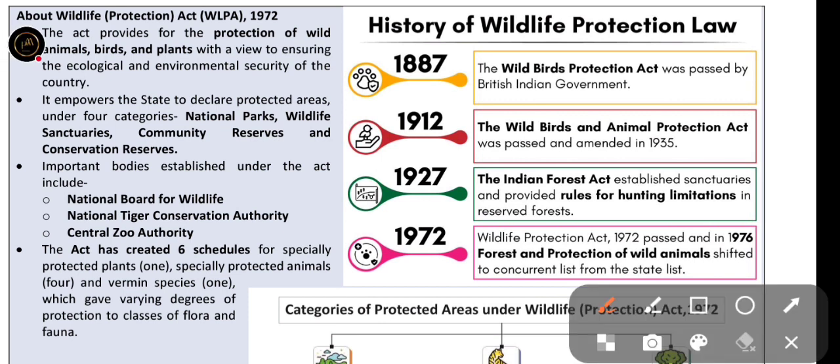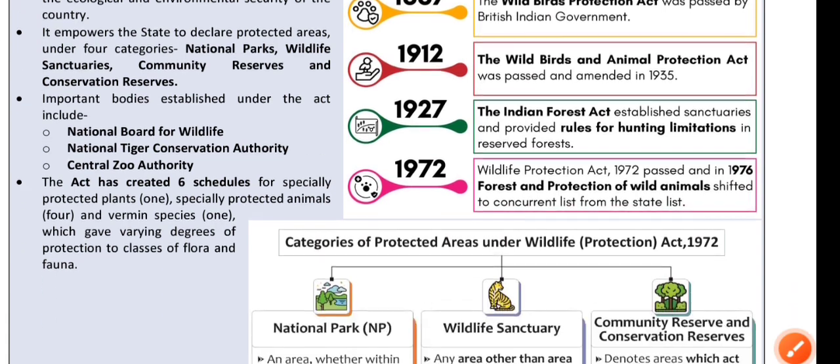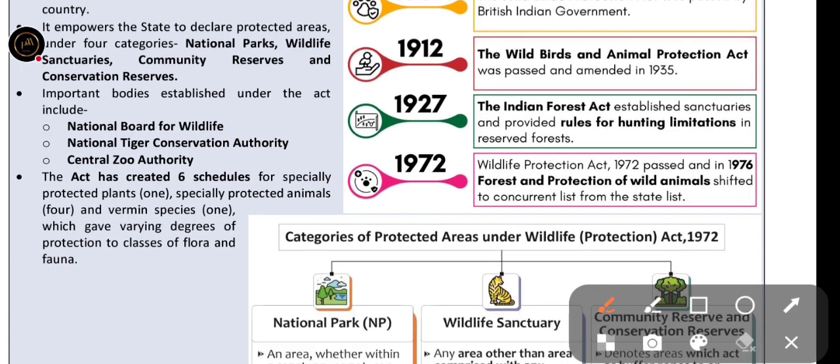Important bodies established under the act are the National Board for Wildlife, chaired by the Prime Minister, and the National Tiger Conservation Authority, that is NTCA. This is the highest authority to declare a tiger reserve, and the Central Zoo Authority. These are the important forest protected area bodies. And the act has created 6 schedules for especially protected plants, especially protected animals and vermin species, which give varying degrees of protection to classes of flora and fauna.